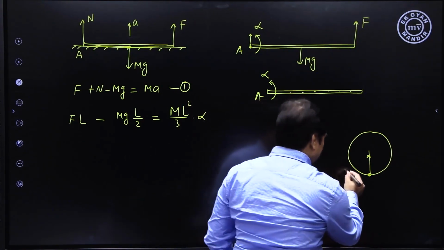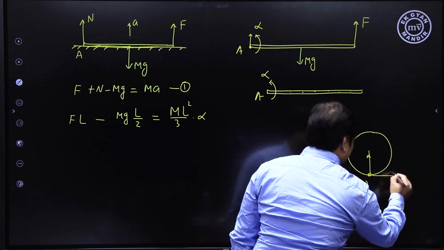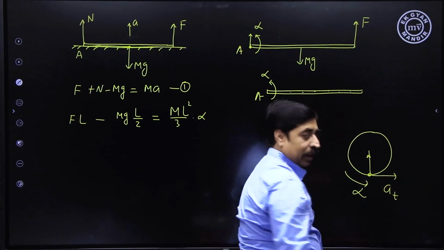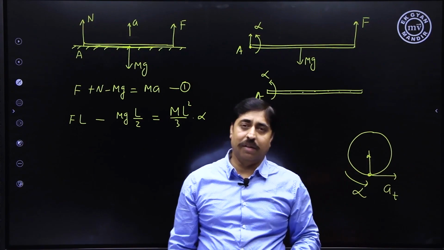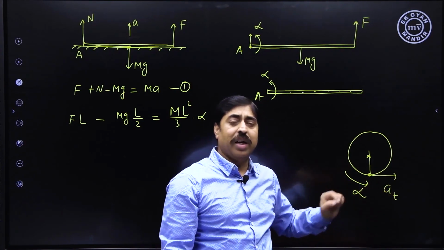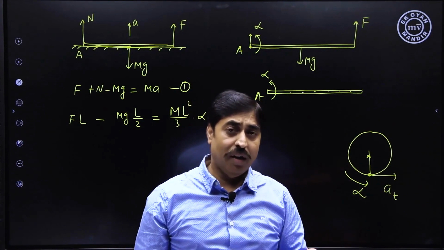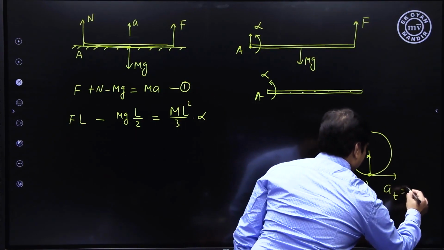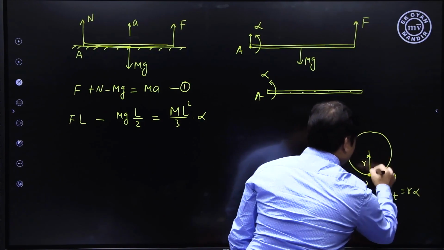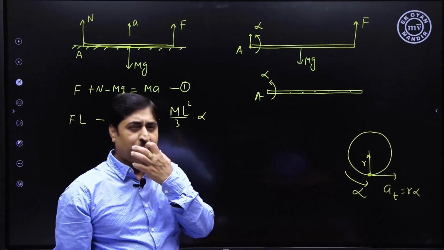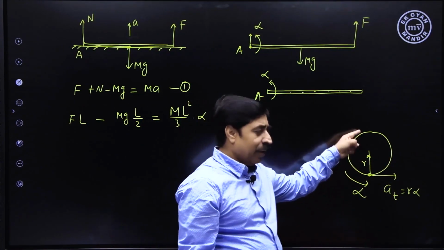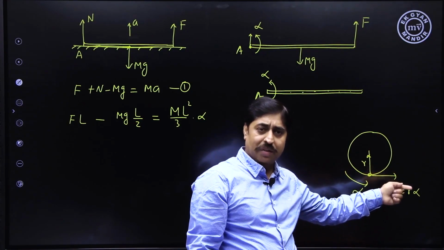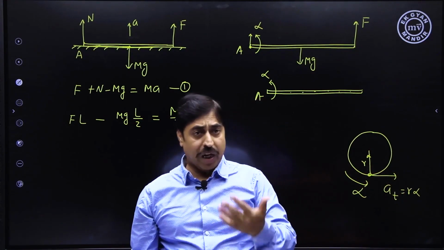So, there is an angular acceleration, and there is a tangential acceleration, in the direction of the tangent. The tangential acceleration is related to angular acceleration by what relation? Tangential acceleration is actually r into alpha, where r is the radius of this circle. This is true for any point. So, when there is no centripetal acceleration, there is only tangential acceleration, and the value of that acceleration will be r alpha.